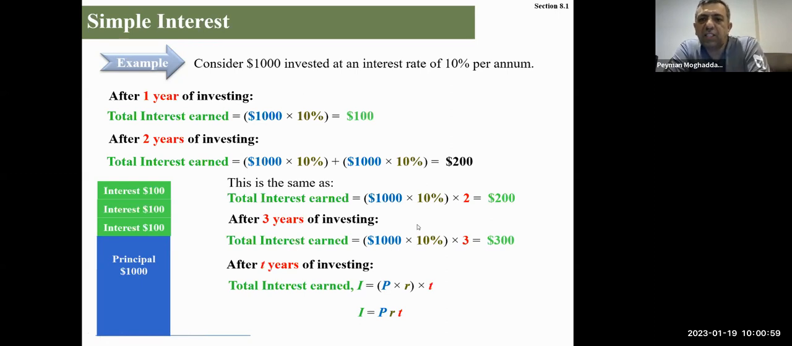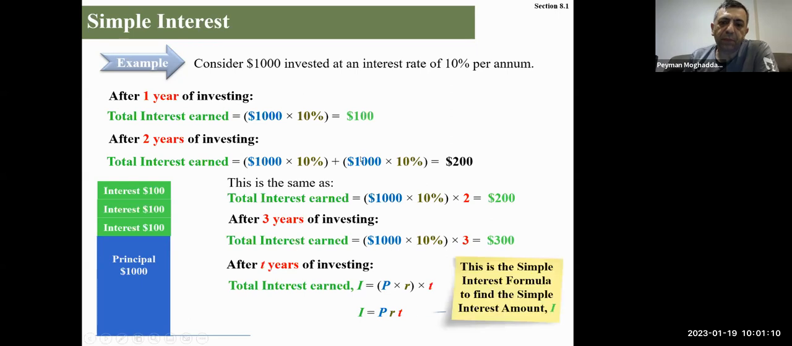But the interest rate sometimes can be per month, or it can be per day. So you have to be very careful about that. You have to read the question properly to be able to answer it.